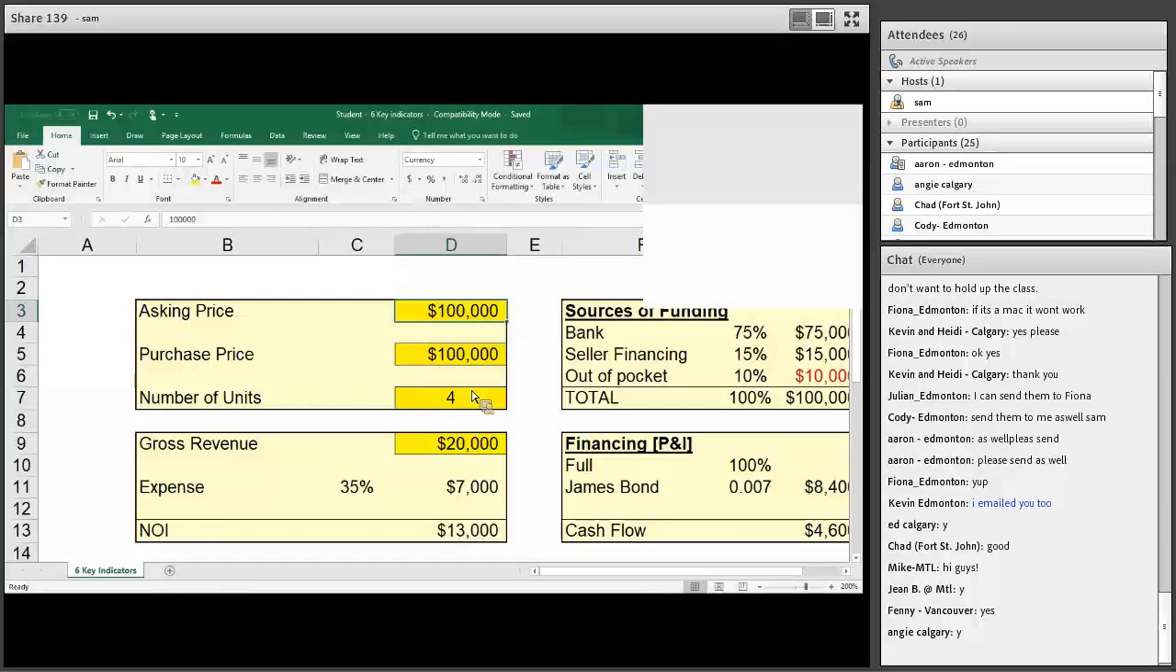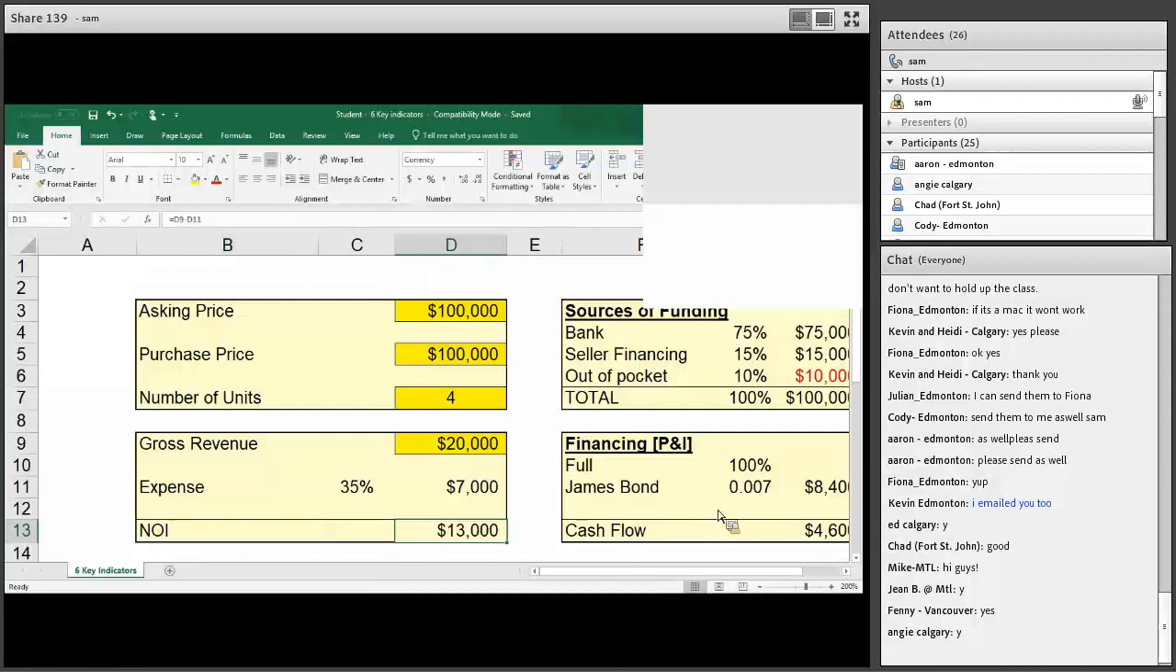So asking price, purchase price, number of units, gross revenue. It automatically adjusts and assumes that we're going to be around a 35% expense. Might be a little bit higher, but just initially, it's important for us to have some numbers to work with. So purchase price, number of units, and gross income, which is relatively easy to get. And what this does is it gives us an estimated net operating income. That's NOI. That's what that stands for.